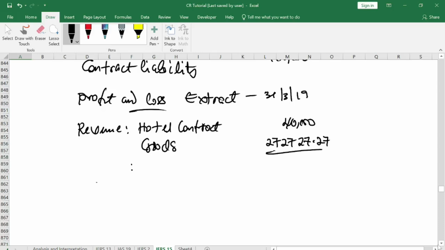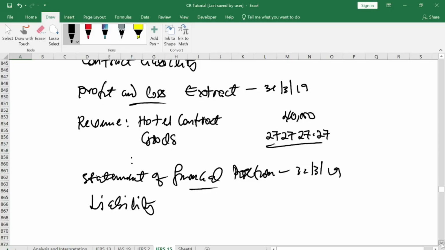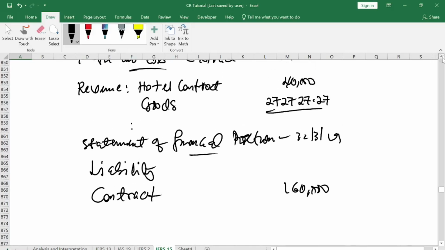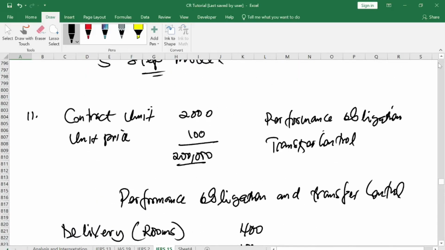So anything that you can add gives you your total revenue. Then we can draft our statement of financial position at 31st March 2019. So that one is your liability, the money that you received in advance and are yet to deliver on the contract. So that's the contract liability, which is 160,000. All right. So that is it about Mancranso Limited. There's no question. Thank you very much.